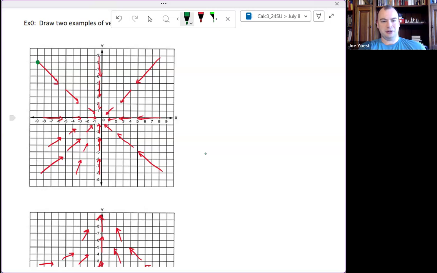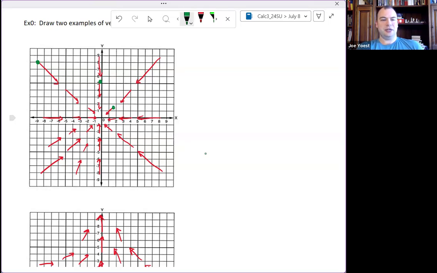So I put my little meter in at this green point here and I see it's flowing down and to the right at a pretty fast flow rate. If I put a meter here, if I dip it in there instead, it's flowing down and to the left, but at a much slower rate of flow. If I put it up here, moderately high on the y-axis, it's flowing directly downwards at a moderate rate of flow.